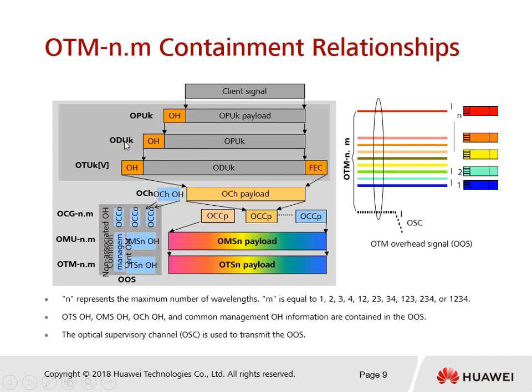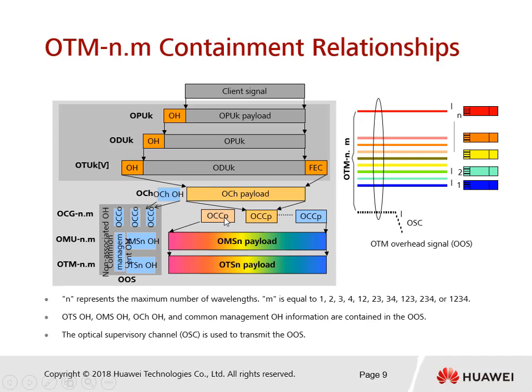So this is the ODUk signal. The ODUk serves as the payload for the OTUk, and then we add the OTUk overhead. And at the same time, we add the FEC overhead. So this is the OTUk signal. Finally, the OTUk signal serves as the payload for the OCh, and for the OCh, we also add the OCh overhead. So this is one optical channel, OCC.